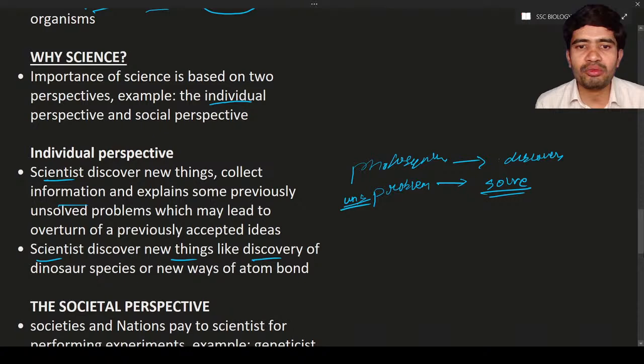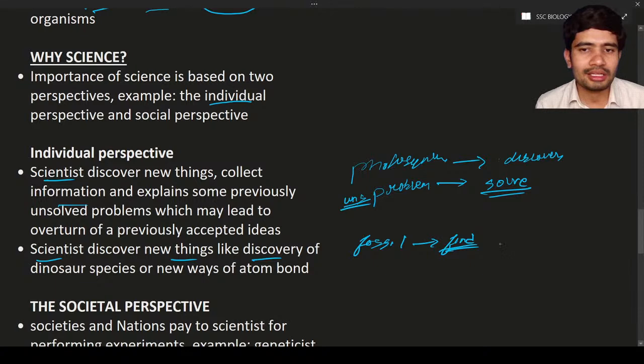Discovery is nothing but something that is already present in nature, and we are going to find it. That is known as discovery. What is invention? It is something that is not available, not present in nature; you are creating it. If you create something new, that is known as invention.